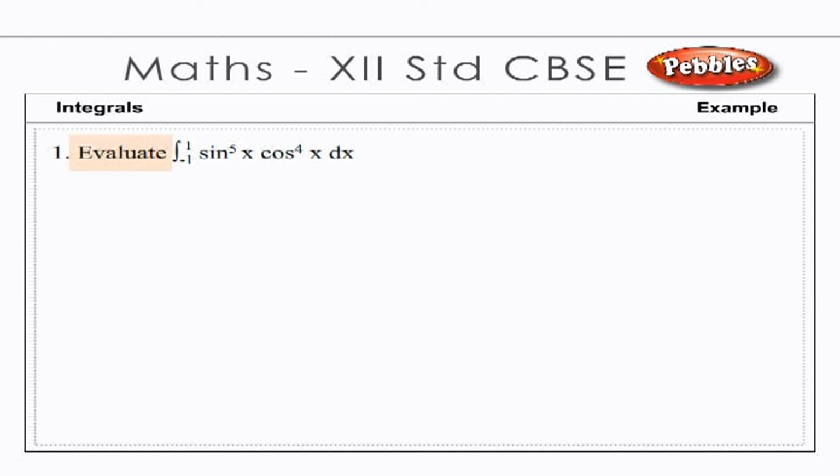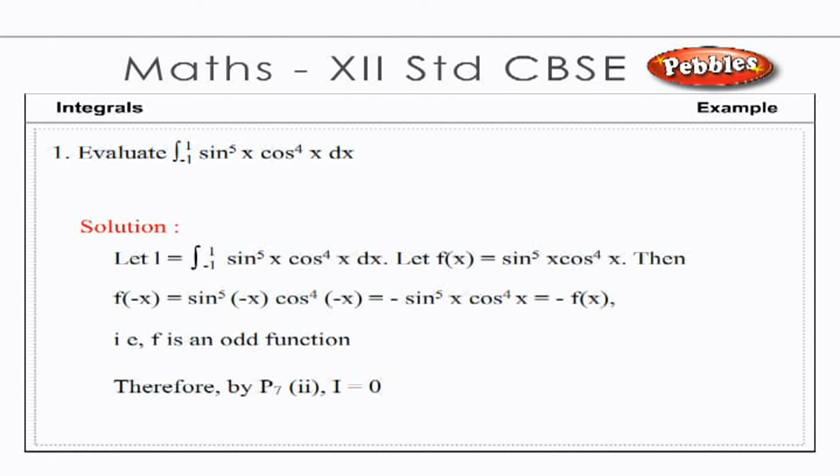Example, evaluate integral 1 to minus 1 sin 5x cos 4x dx. Solution. Let I equal to integral 1 to minus 1 sin 5x cos 4x dx. Let f of x equal to sin 5x cos 4x. Then f of minus x equal to sin(5 times minus x) cos(4 times minus x), which equals minus sin 5x cos 4x, which equals minus f of x. That is, f is an odd function. Therefore, by P7, 2I equal to 0.